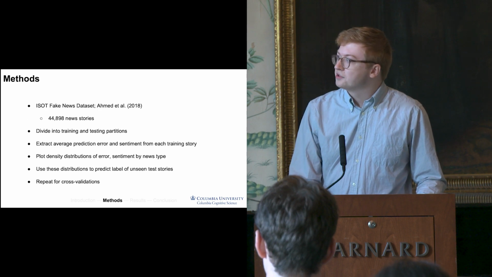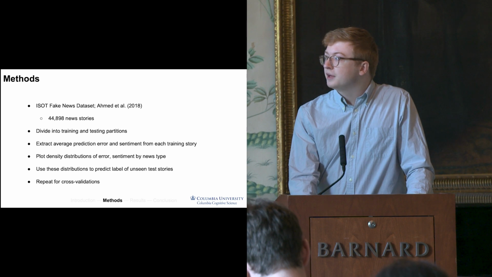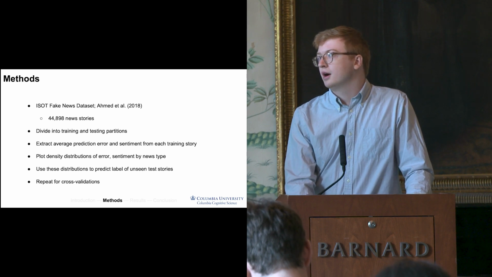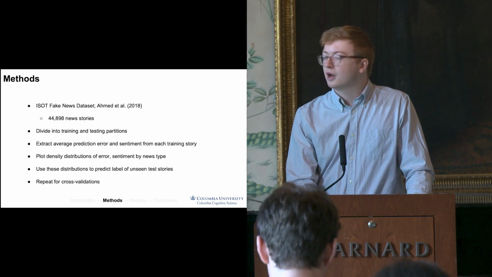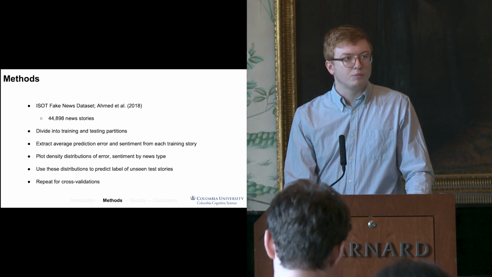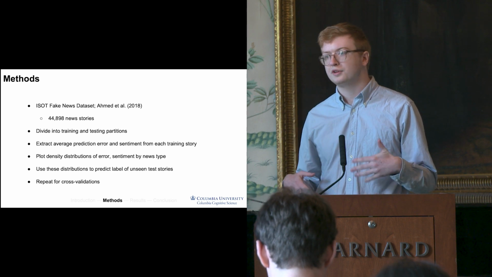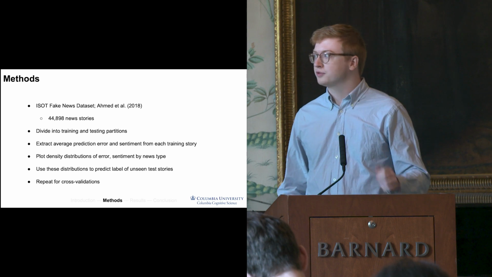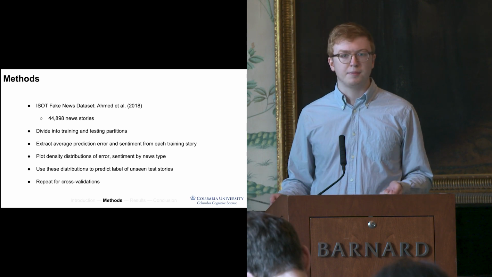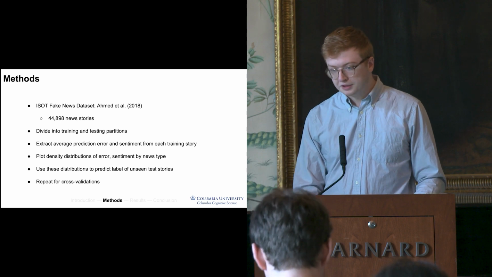So how exactly did I go about trying to answer these questions? I used this big data set from the Information Security and Object Technology Lab at the University of Victoria. It has about 45,000 news stories. A little more than half of these are fake news stories. A little under half are true news stories. All the true stories are sourced from Reuters. All the fake news stories are sourced from stories that have been labeled untrustworthy by PolitiFact. So the data set is entirely human labeled, which makes it pretty easy to work with.